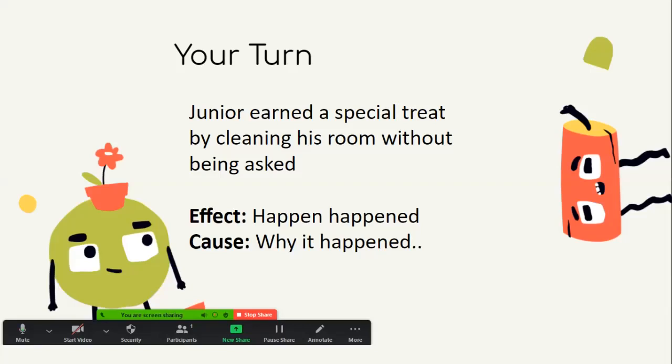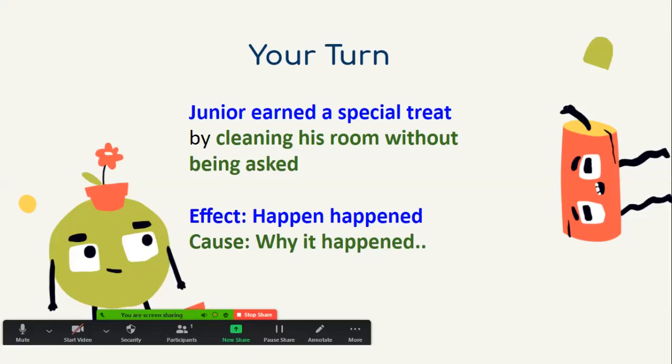Welcome back. Are you ready to see the answer? Well, the effect, or what happened, is Junior earned a special treat. Well, why did that happen? Well, it's because he cleaned his room without being asked.